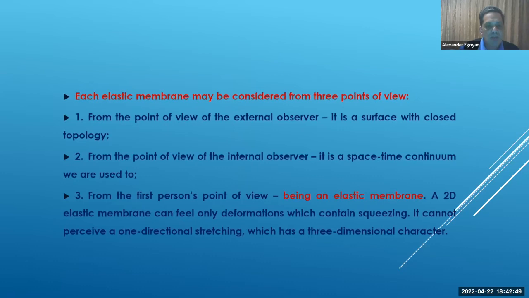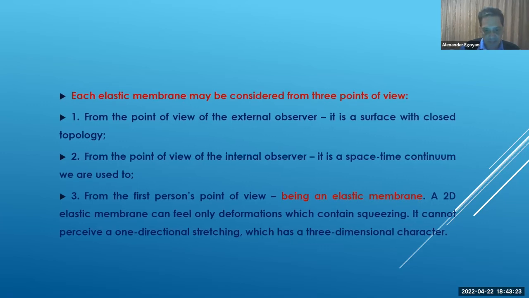Each elastic membrane may be considered from 3 points of view. First, from the point of view of the external observer, it is a surface with closed topology. Second, from the point of view of the internal observer, it is a space-time continuum we are used to. And third, from the first person's point of view, being an elastic membrane. A two-dimensional elastic membrane can feel only deformations which contain squeezing. It cannot perceive its own form, shape.